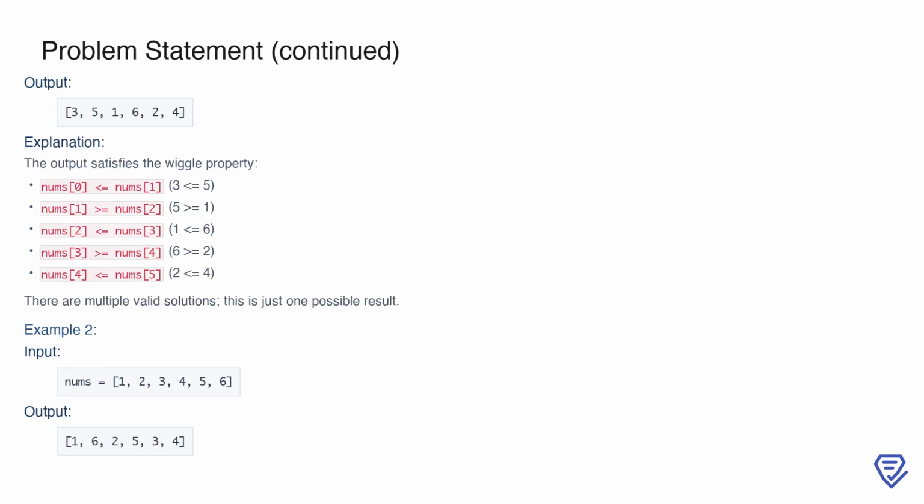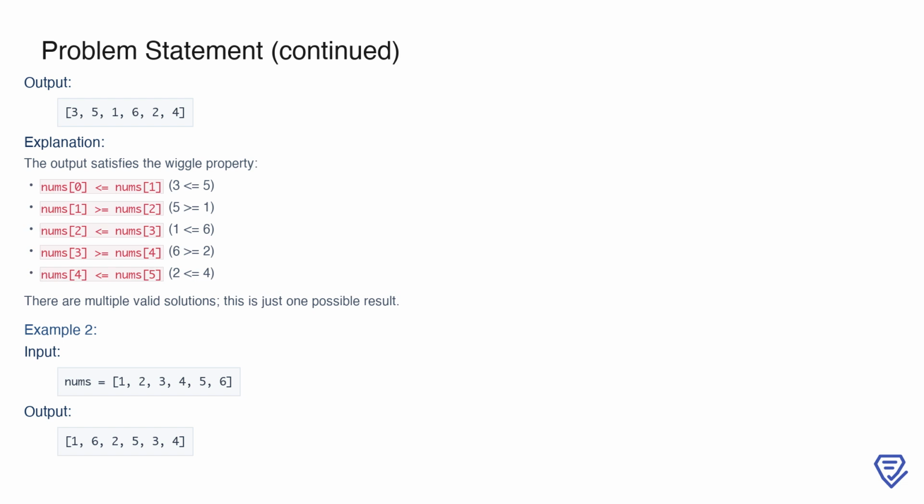In the first example, we're given the input array 3, 5, 2, 1, 6, 4. After reordering, one possible valid output is 3, 5, 1, 6, 2, 4. Let's break this down to verify that it satisfies the wiggle property.